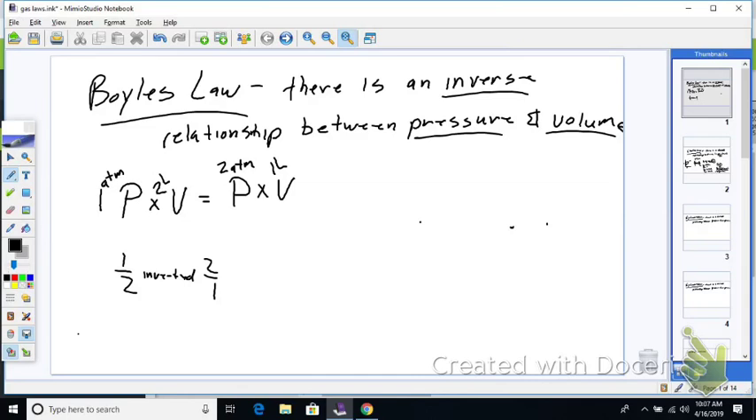So I'm going to give you a word problem here real quick. A lot of times we'll label this. We need to differentiate between these pressure and volumes and these pressure and volumes. So what we do is we just say 1, 1, 2, 2. Okay, and that's the equation that we're going to use, that equation right there.